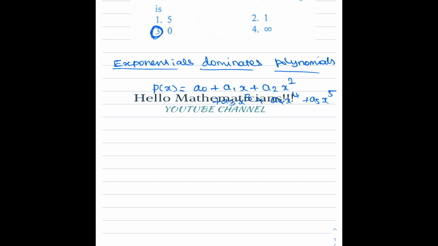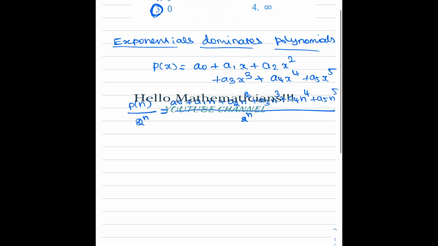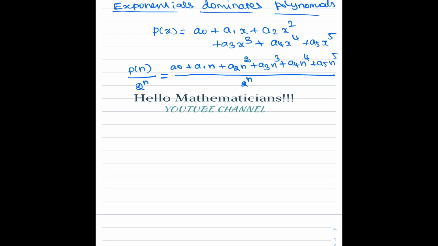Now we want to calculate p of n by 2 power n. So we calculate what is p of n by 2 power n. This is a0 plus a1 times n, in place of x we have to substitute n, plus a2 n square plus a3 n cube plus a4 n power 4 plus a5 n power 5, whole divided by 2 power n. Okay, now we'll look at the sequence.